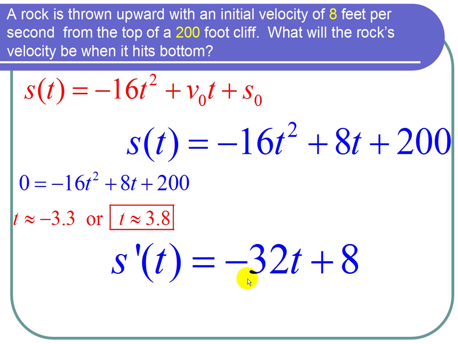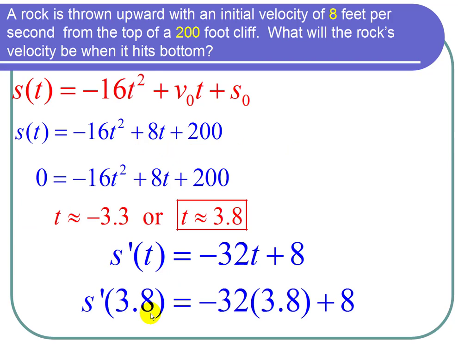So my final step is to plug in my time when it hits the bottom, which is 3.8. And I get that s prime of t, or the velocity at 3.8, is equal to negative 32 times 3.8 plus 8. And put that in the calculator. And I got negative 113.6. Notice we expected a negative.